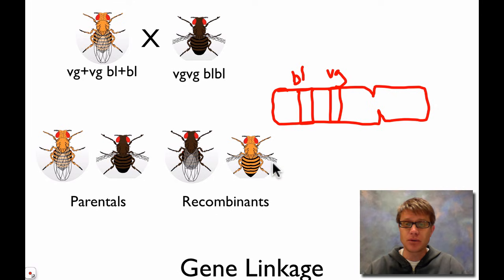You might think, well, how do we even get recombinants if they're tied together? Remember, during meiosis, we have crossing over where this will actually split. And so there'll be crossing over between chromosomes.